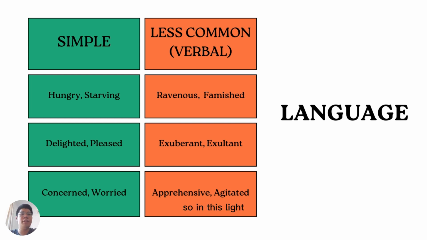So in this slide you can see that we should use hungry and starving in our email instead of ravenous or famished. And for happy, we can use delighted or pleased instead of exuberant or exultant. For concerned or worried, avoid using too complex or aggressive vocabulary. That's the main thing.